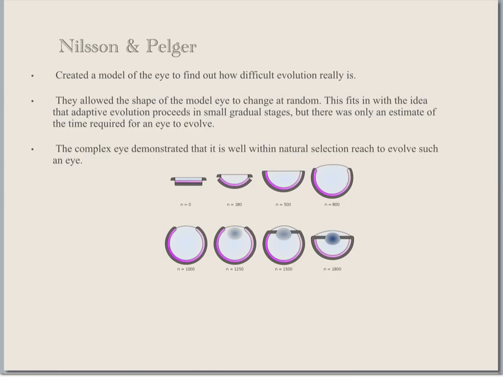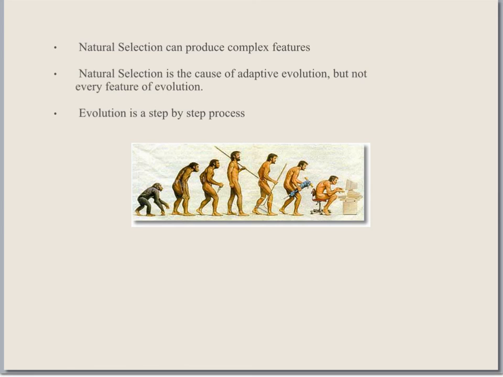In 1994, Nilsson and Pelger created a model of the eye to find out how difficult evolution really is. They allowed the shape of the model eye to change at random. This fits with the idea that adaptive evolution proceeds in small, gradual stages, but there was only an estimate of the time required for an eye to evolve. The complex eye demonstrated that it is well within natural selection's reach to evolve. Finally, models have shown that natural selection can produce complex features, and that natural selection is the cause of adaptive evolution. However, evolution has been demonstrated to be a step by step process, but not every feature of evolution.